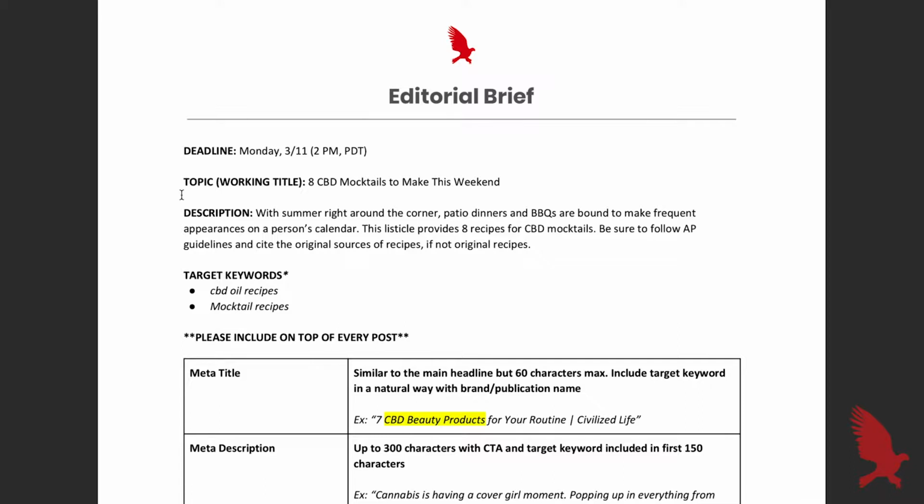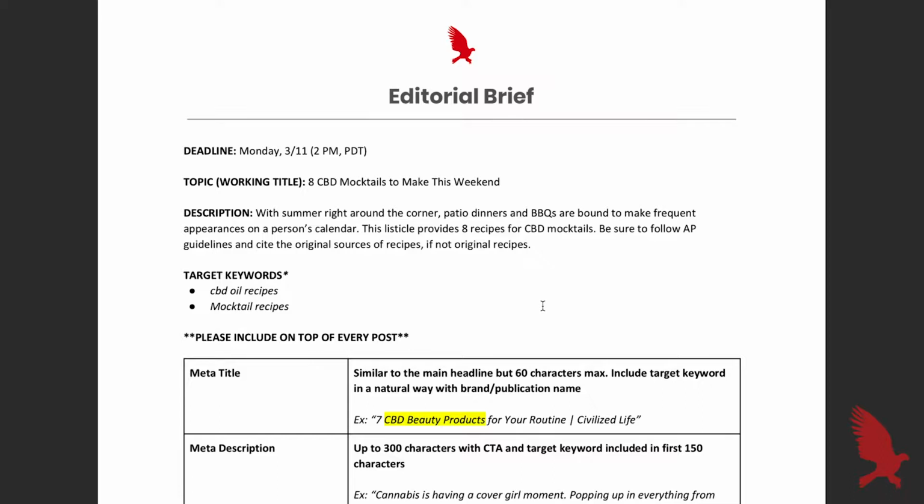Next, take a look at the topic and the description. This should tell you everything you need to know about the direction the client would like the piece to take. In this case, the editor even specified that recipes should follow AP style. So be sure to keep any instructions included here about style or specific points in mind while you're writing. The client is expecting to see them.